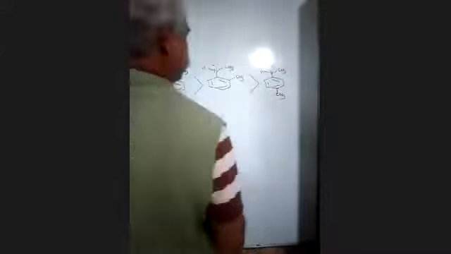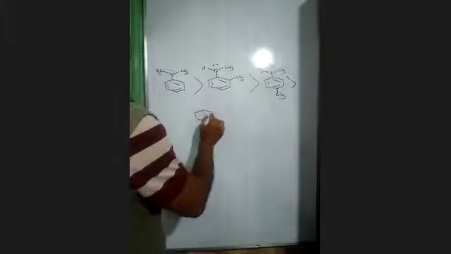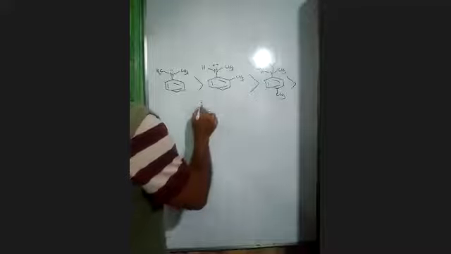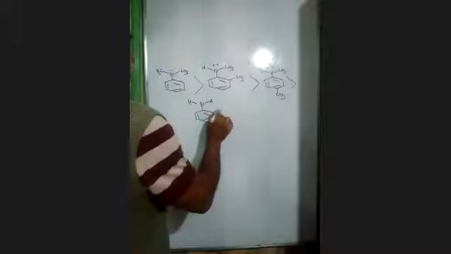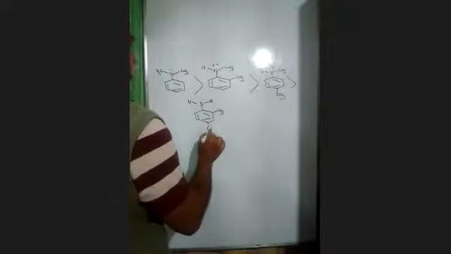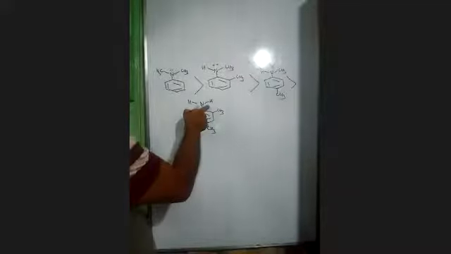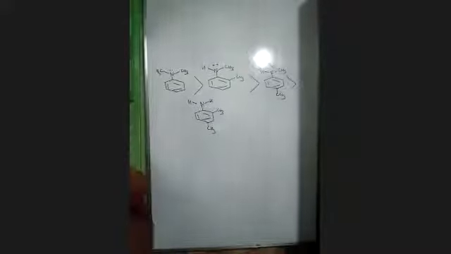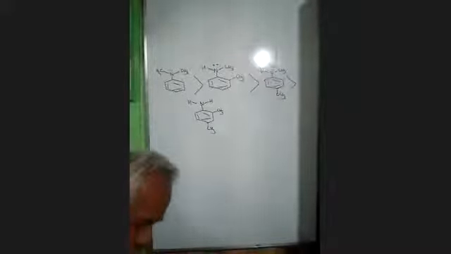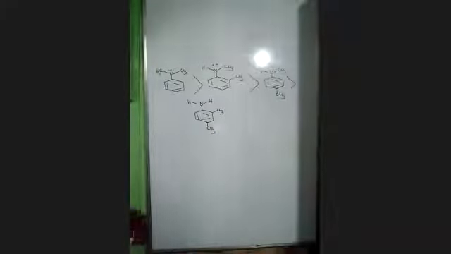See here, I'm writing the positional isomer. See, in this case, two methyl groups are here, but direct inductive effect is not there. Both of them are showing resonance. So it is a combination of both plus I effect or inductive effect and resonance.